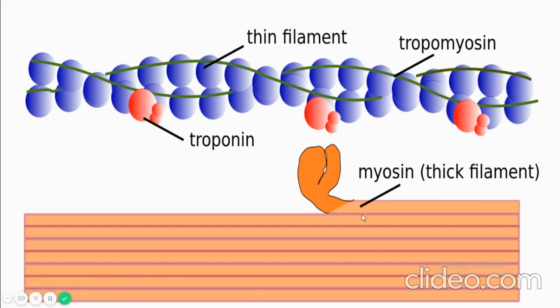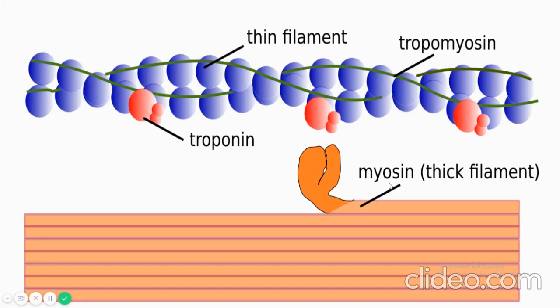The thick filament has bulbous heads projecting from it. During contraction, these bulbous heads bind to the special sites on the actin and pull the actin towards the center, which helps in the contraction of a skeletal muscle.